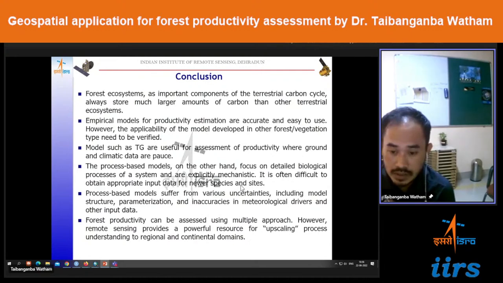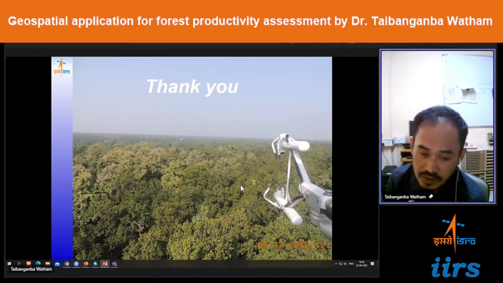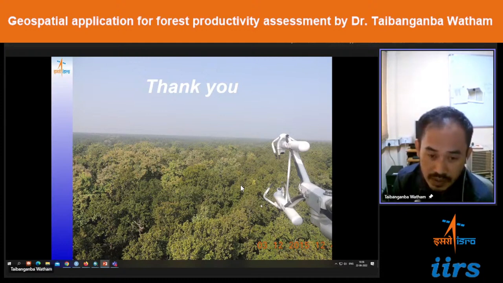So I think with this, finally, this is the eddy covariance technique that we have, or the flux tower that we have over the Sal forest in the Barkot area.